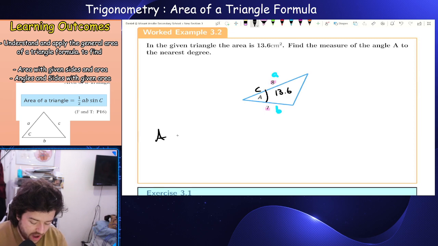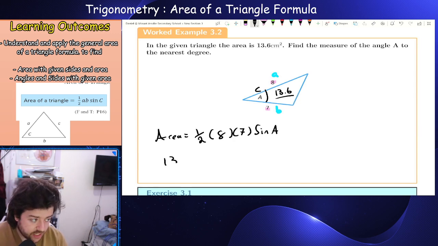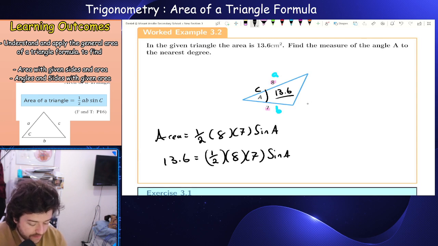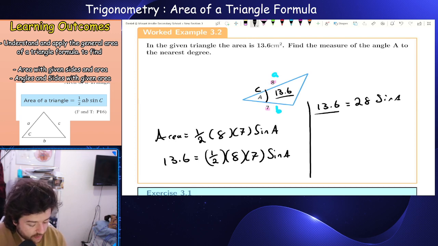So area equals a half times 8 times 7 times sine A. Well, I know my area is equal to 13.6. So I have 13.6 is equal to a half times 8 times 7 sine A. So simplifying the left-hand side, 13.6 is going to be equal to 28 sine A. Divide both sides by 28.